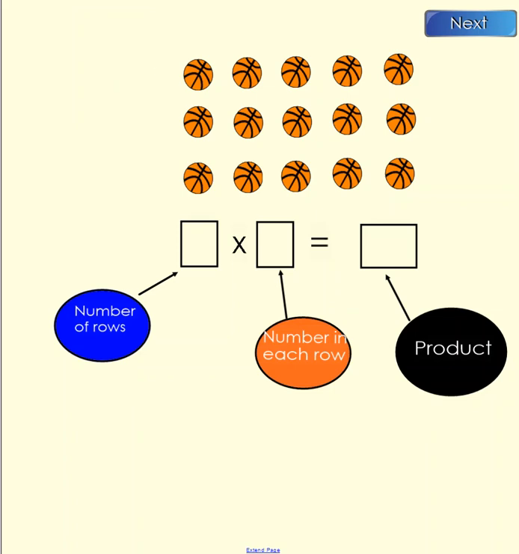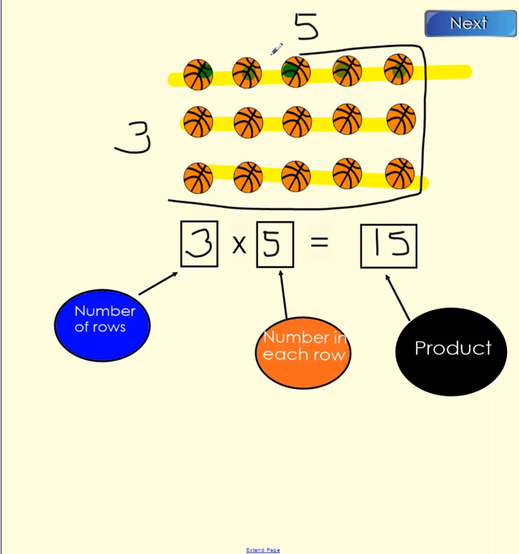So, 1, 2, and 3 rows, and each one has 1, 2, 3, 4, and 5 items. So when I write my numbers, it looks like this. 3 times 5, that's my 3, that's my 5 on my array, and it equals 15. That is the total that I have, and that is what we call the product.